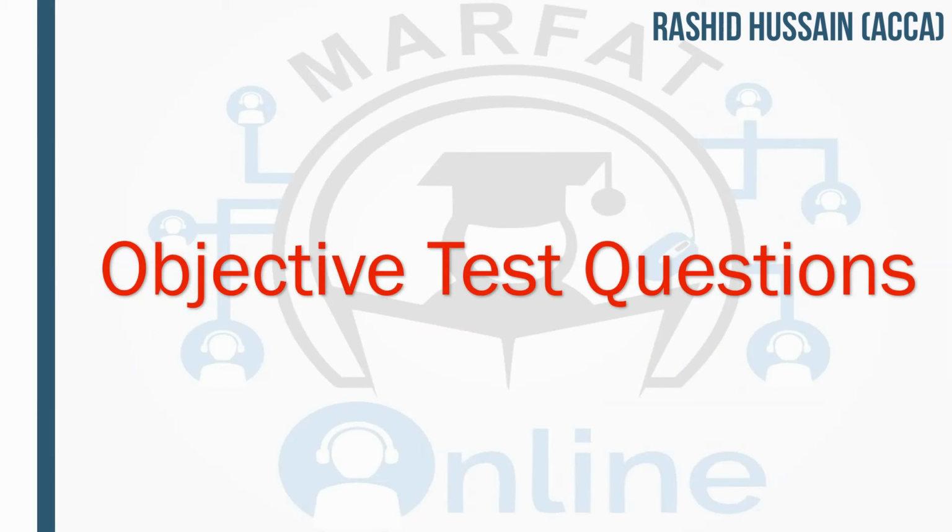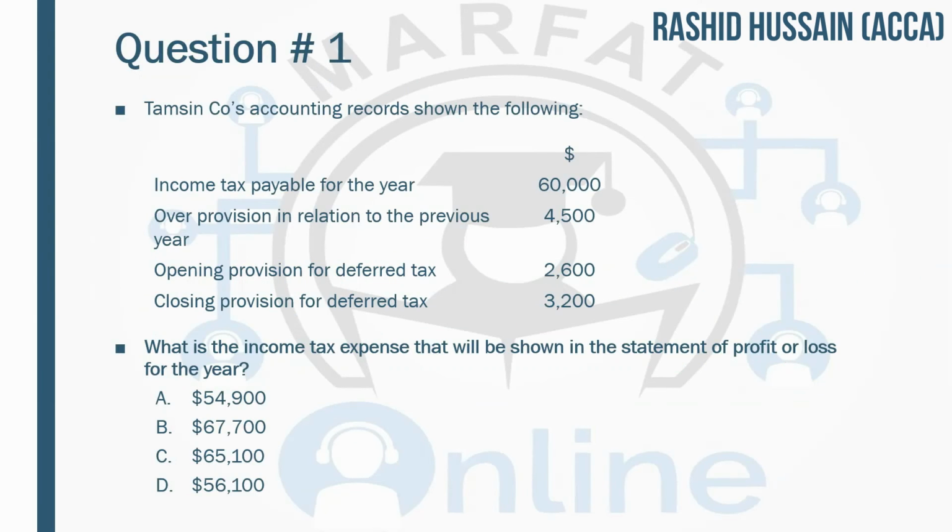Now we have some objective test questions which will be coming up in the exam, and the same thing will be coming up in the final account question. So make sure you are quite attentive. Question number 1. Tamsin's company accounting records show the following.